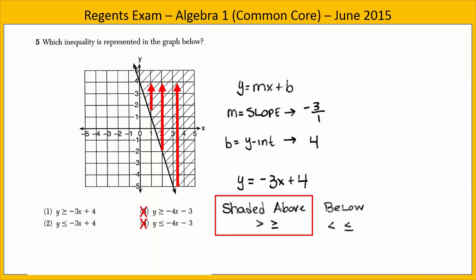Which one is it? We see that we have a solid line, which means the points on the line are included, so greater than or equal to is correct. The equation of the inequality is y is greater than or equal to -3x plus 4, and so choice 1 is our answer.